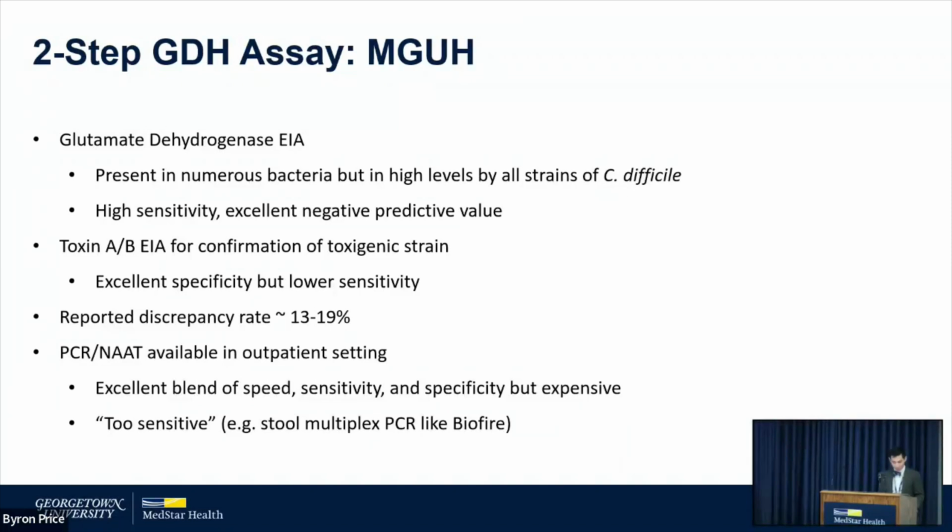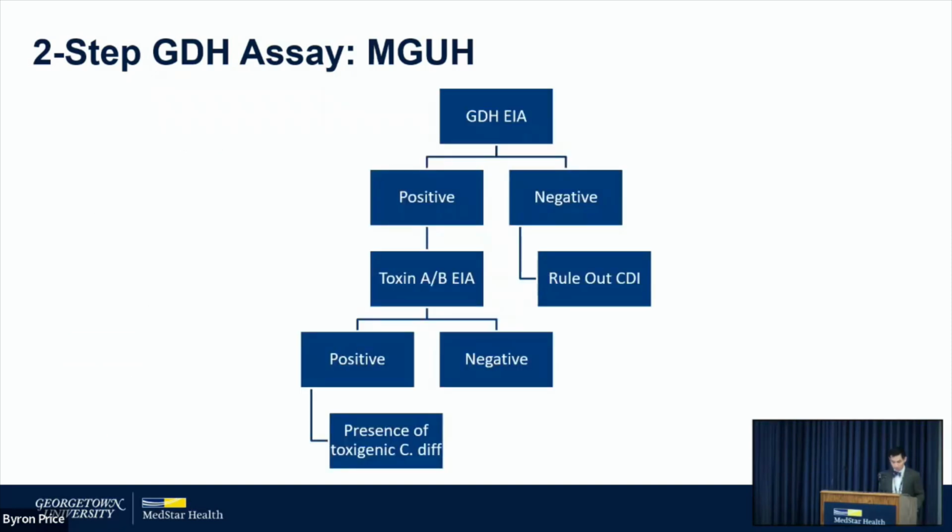So we've actually removed it from our stool BioFire here at Georgetown. So this is the flow chart of how the testing works. You order C. diff testing. The initial one is a GDH assay. If that's negative, great, you've ruled out C. diff infection. If positive, then we reflex this to a toxin EIA.